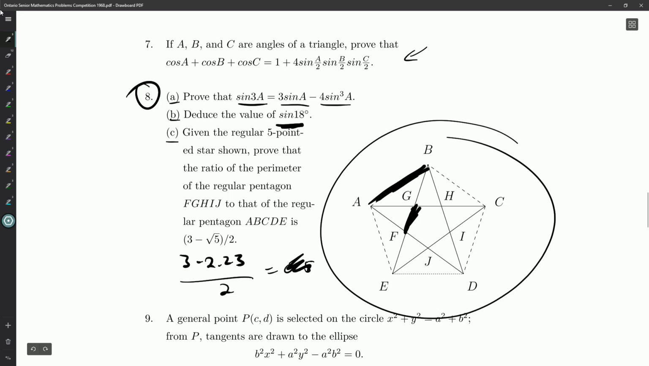But there we go. That's question number, gosh, it's been so long, 8. Up next, we're going to take a look at question number 9.